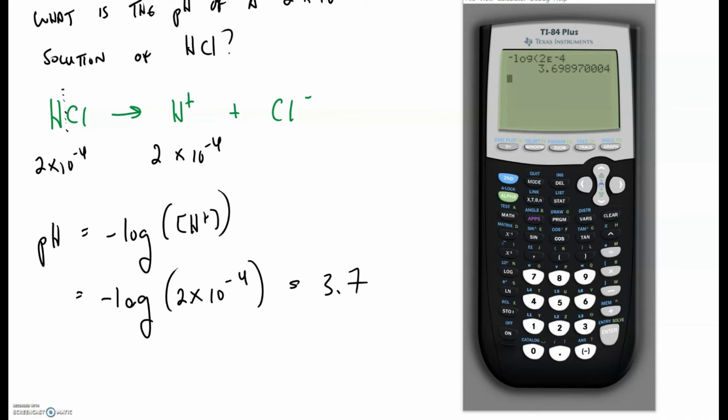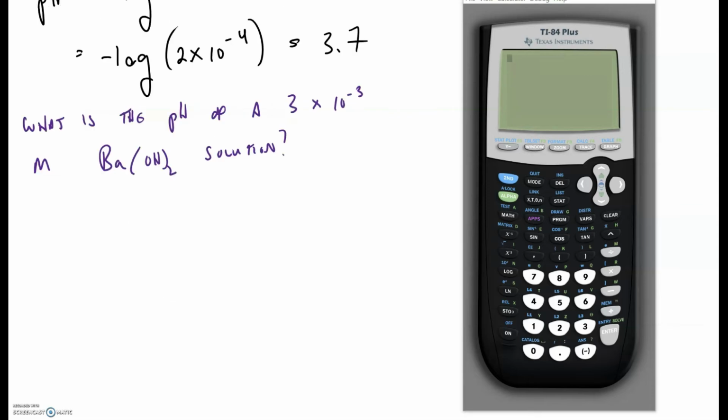And that's all you do. Let's try one going from OH minus. All right, here's one. What's the pH of a 3 times 10 to the negative 3 molar barium hydroxide solution? Obviously, we're going to dissociate this, and we get barium and 2 hydroxides, with a little subscript.